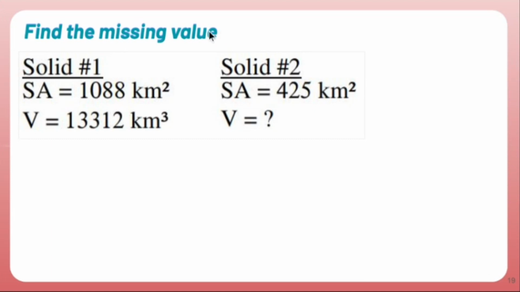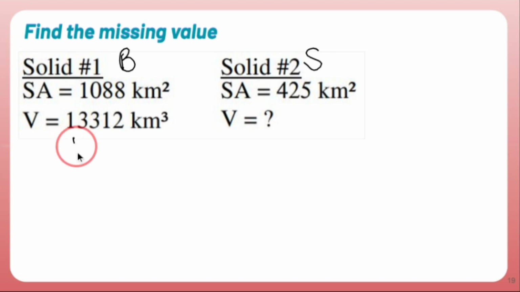Find the missing value. All right, I've got two solids, no picture. I've got the surface area of solid 1 and the surface area of solid 2. I have the volume of solid 1, no volume for solid 2. This guy, bigger than that guy, big, small. Now, these are similar figures, so I'm thinking ratio thoughts. But this can't be just easy.